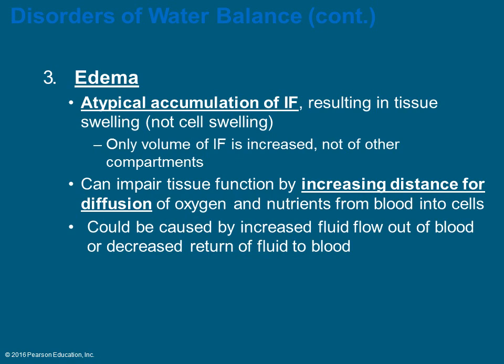Another type of water disorder is edema. What happens here is there's an abnormal increase in accumulation of interstitial fluid. So the cell is not swelling, but the tissue is. This can cause problems with diffusion of oxygen and nutrients from the blood into the cells because there's increased distance that they have to travel from the blood capillaries to get to the cell because of this extra fluid.